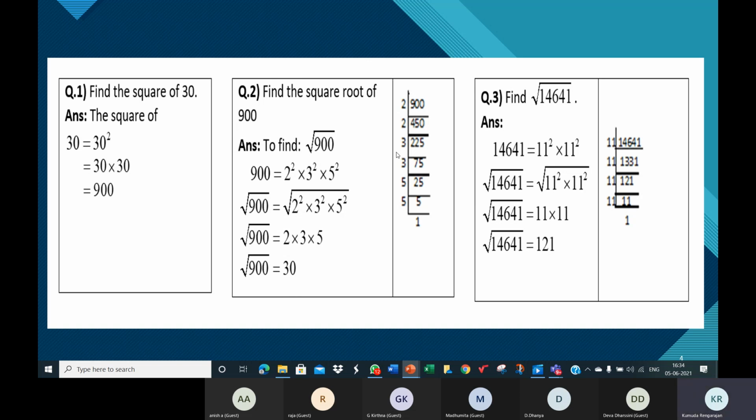If nothing is mentioned, you have two methods. One is the prime factorization method, the other is the long division method. If nothing is specified, if no particular method is specified, you can use any method.